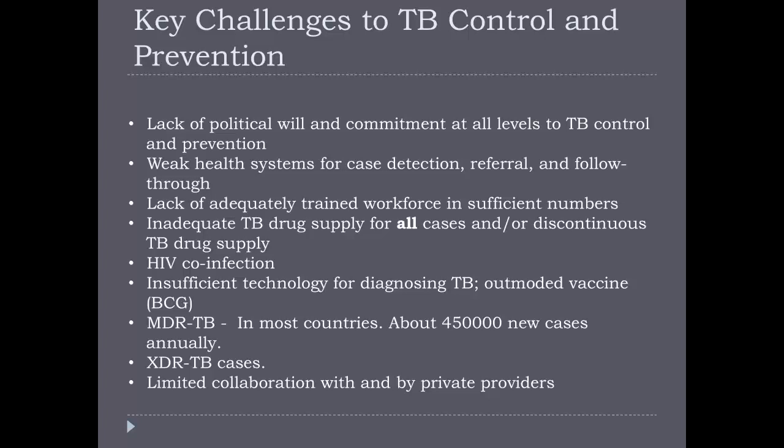HIV co-infection is another major issue as people start to get more and more on HAART therapy for HIV. They're going to be co-infected with TB, so you need to be aware of that fact. Insufficient technology for diagnosing. The vaccine BCG, I didn't mention that up till now, but the BCG vaccine is a terrible vaccine. It's not very effective. I think it has between 40 and 80% efficacy, and so they need to develop a much stronger, much better vaccine. Multi-drug and XDR TB are also major hindrances and need to be monitored closely.